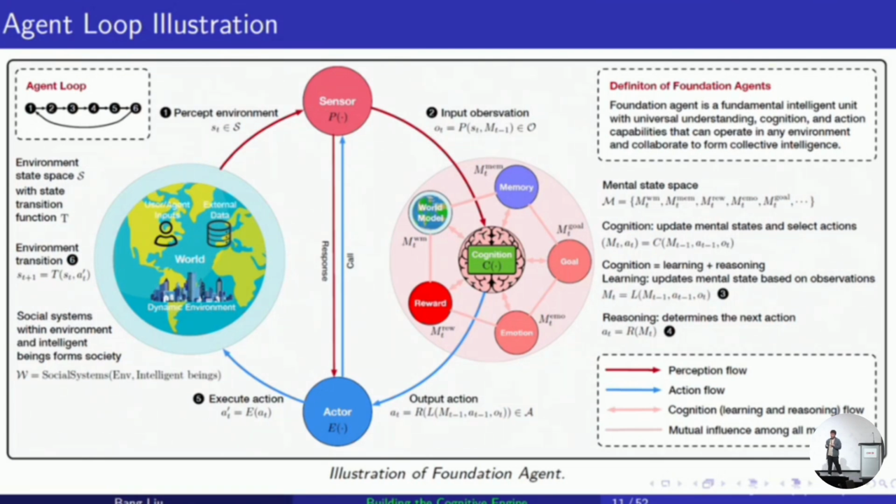And based on the updated mental state, you're reasoning about the current context. So we define reasoning as making a decision about the action a of t, given this m of t. So this learning function L and reasoning function R compose the whole cognition process C.